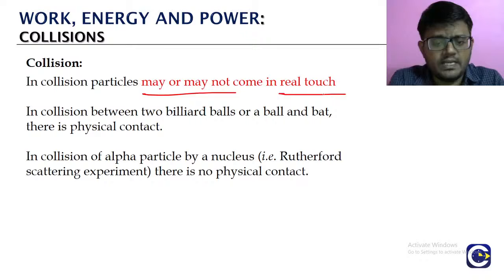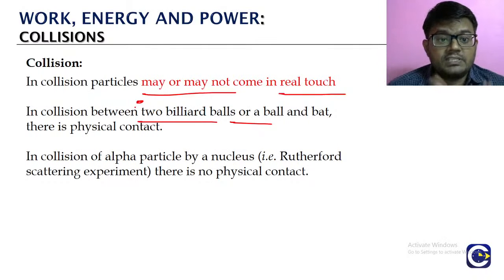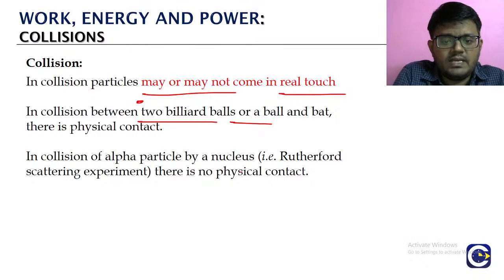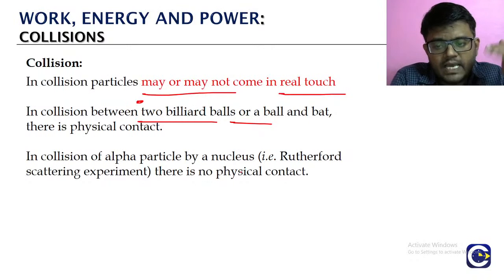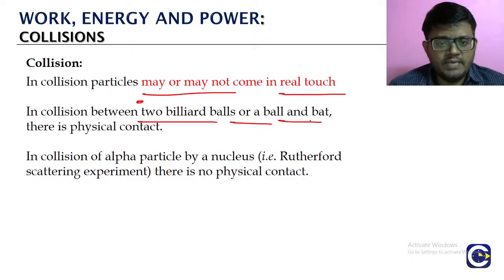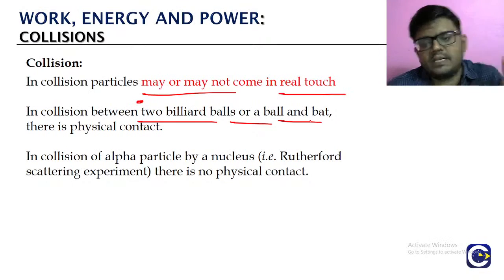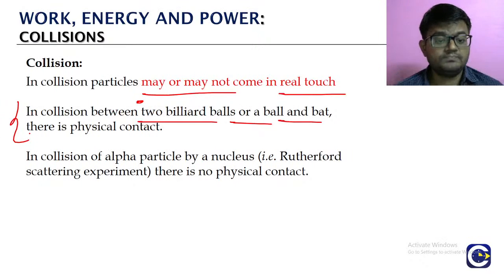So the collision may or may not have a real physical touch. Normally when you look at examples like billiard balls, we will discuss them when we go to the study of the types of collision. You have the billiards table with these balls, and one ball will go and collide with the other billiard ball. And if you look at the collision between the ball and the bat in cricket or baseball, whatever the game, what do you see? There is a physical contact. So these are the types of collisions where we have a physical contact, a real touch.